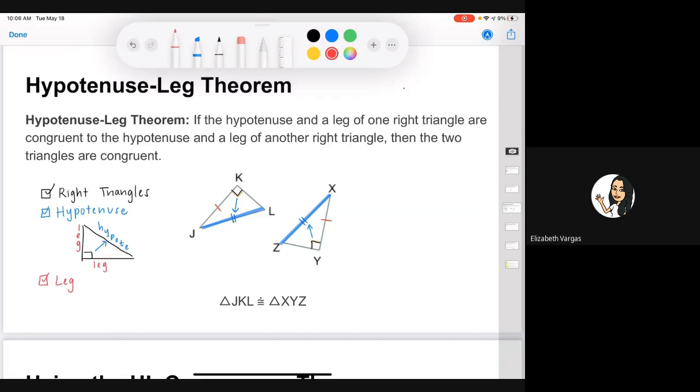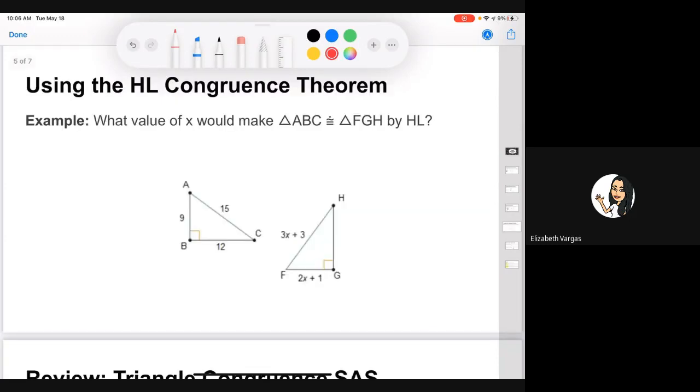Okay, so here is an example of that. It says, what value of x would make triangle ABC congruent to FGH by the hypotenuse leg theorem? Well, remember the criteria I want to meet. I want to have right triangles. So both have to be right triangles. Then I want my hypotenuse to be congruent. And then lastly, I want at least one leg to be congruent.